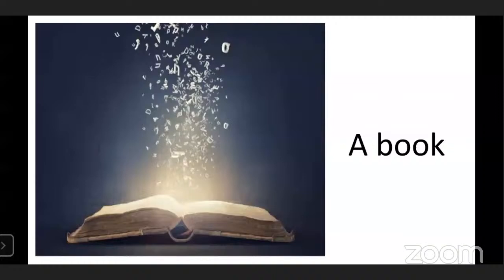Here, can you see the picture? What image is it? Yes, it is a book. For any book, we'll say a book. But if you talk about a particular book, for example, if I say the Ramayana, the Bhagavad Gita, that book is a specific book. Then only I'll use the article the. Otherwise, it is a book. And B is a consonant, not a vowel.